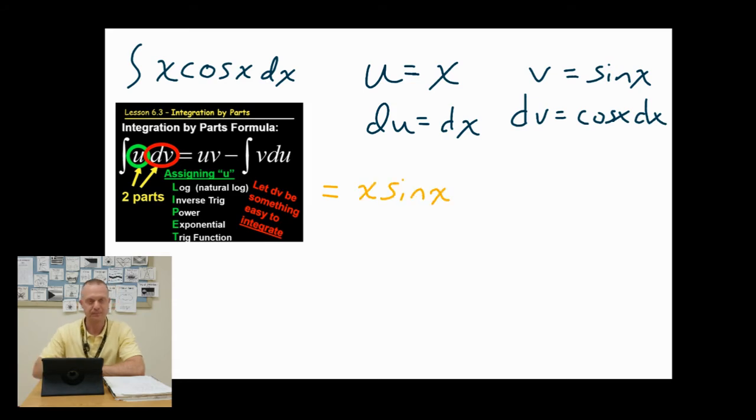uv is x sine x minus the integral of v du. Sometimes students feel like they are kind of going in circles, but you're not. You're just working through the formula. Believe me, we'll do a problem next week that's going to feel like you're going in circles.